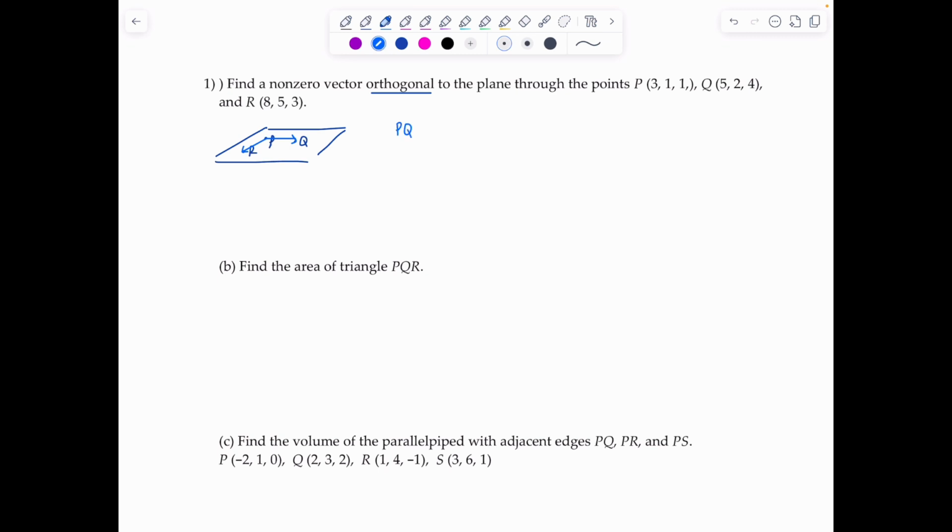So let's make a vector connecting point P to point Q. I'm just going to take coordinates of Q, subtract coordinates of P. So the components would be 2, 1, 3. And then let's make another vector, PR. Its components would be 5, 4, 2. And then we're going to take their cross product. That will yield a vector that is normal to both those vectors, and therefore that vector is normal to our plane. So their cross product will give me vector n.